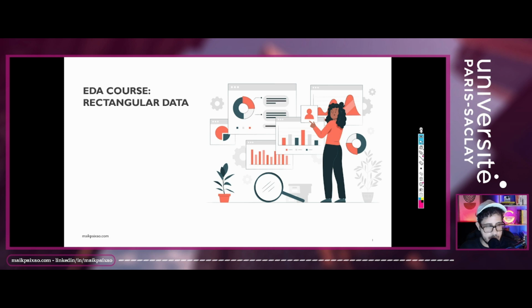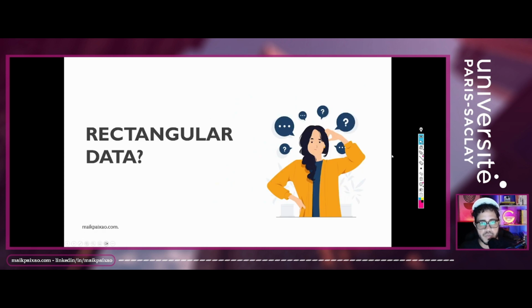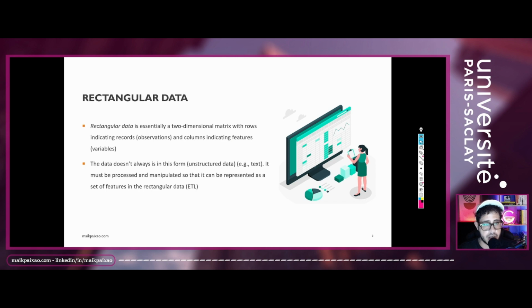Guys, today we're going to be talking about rectangular data. So, what is rectangular data? Let's start by introducing the definition of rectangular data. That is essentially a two-dimensional matrix with rows indicating records and columns indicating features.